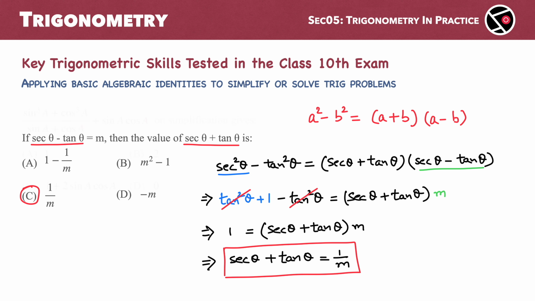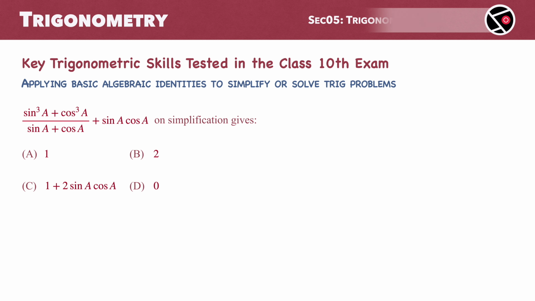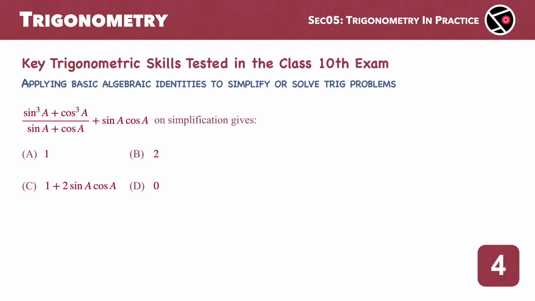Here is one more problem. We need to simplify the given expression and choose the correct answer from the 4 options. Go ahead, pause the video and give this problem a try. Alright, here is our expression. Sin cube A plus cos cube A over sin A plus cos A plus sin A cos A.